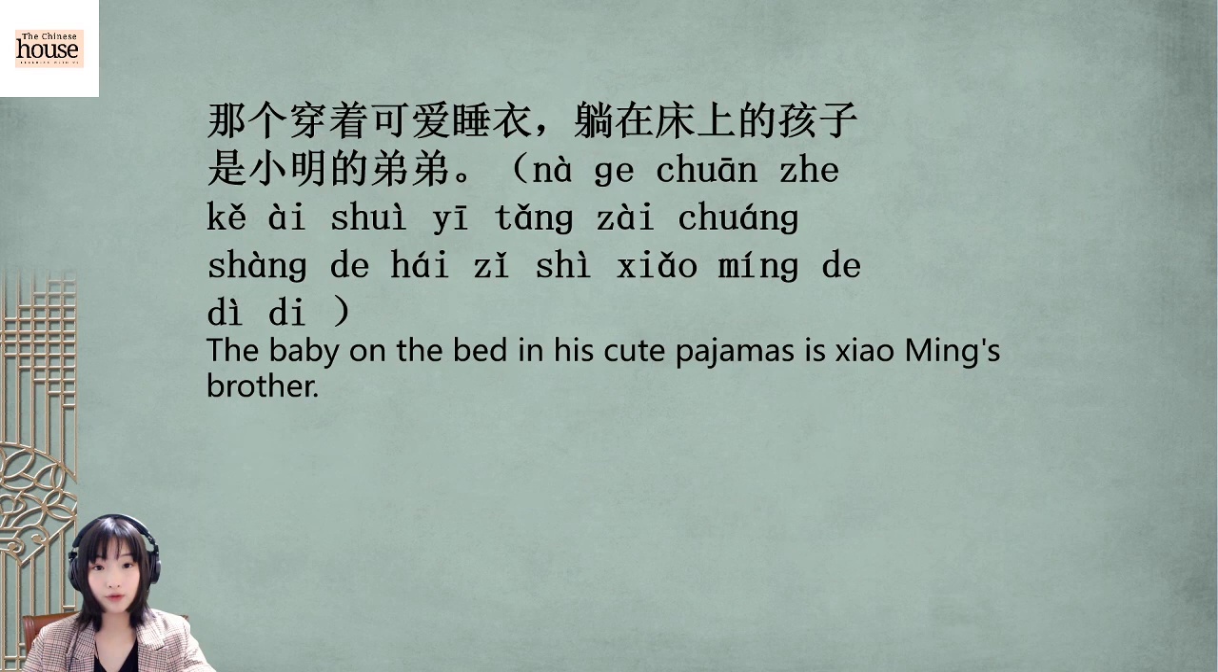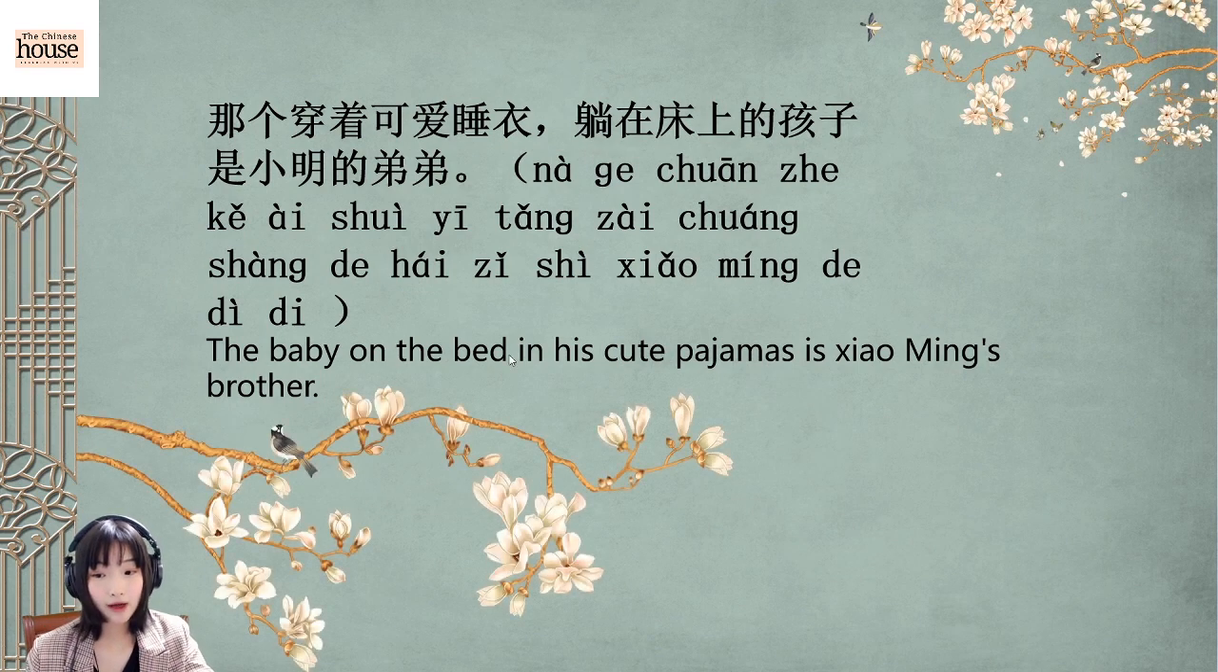So, another one. The baby on the bed in his cute pajamas is Xiaoming's brother. So, 那个, that, 穿着, wear, 可爱, cute, we have learned it in appearance. 睡衣, pajamas. 躺, lying. 在, on. Bed, 床. 上 means on something, so 床上, on the bed.